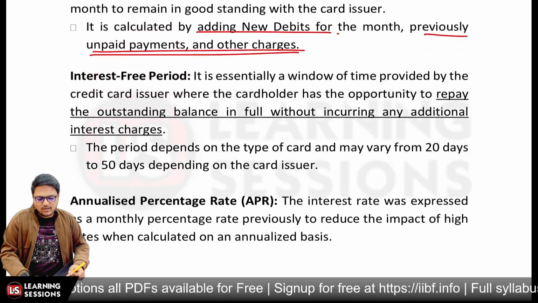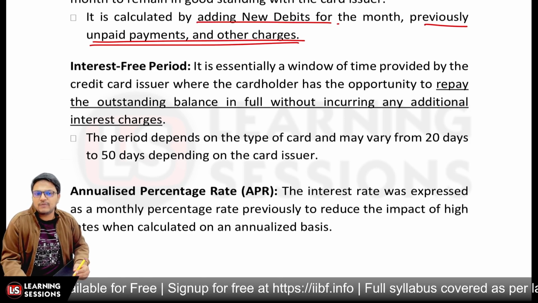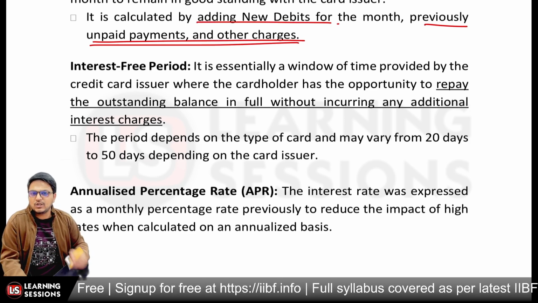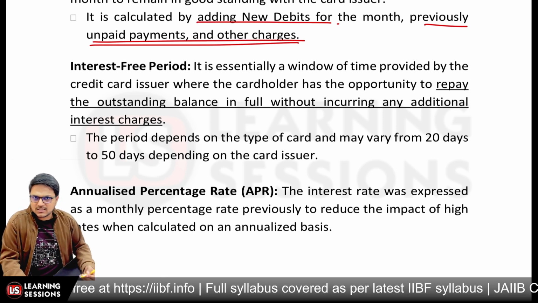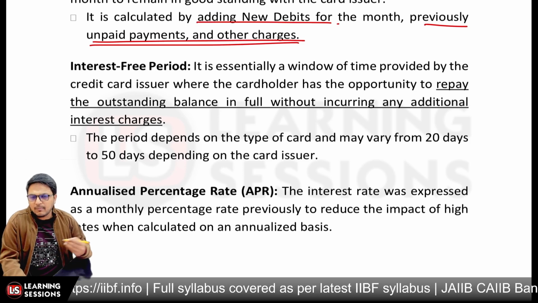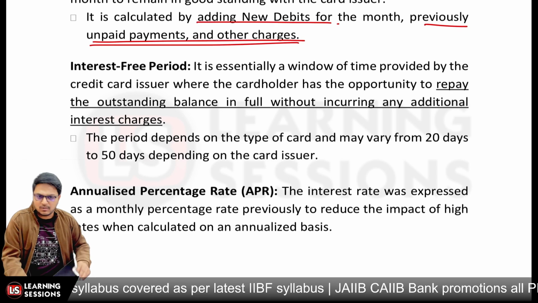And after that, it's related to the interest free period. Now the interest free period ranges from 20 to 50 days based upon different card issuing companies, and during this period no interest will be charged, and you'll get an opportunity to repay the full amount, and you'll be charged nothing during this particular period, right?